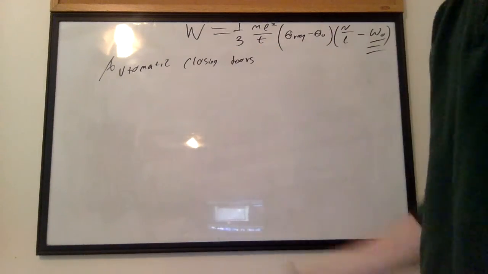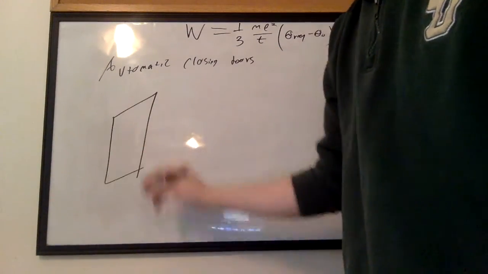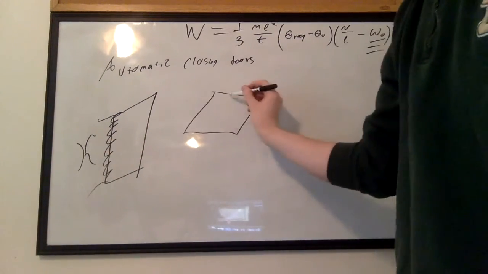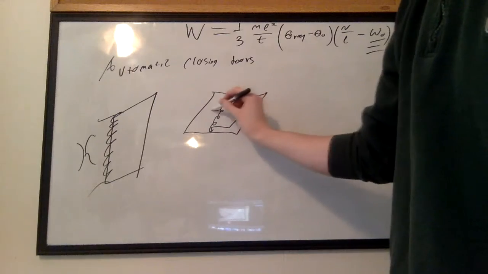Next, we're going to look at automatic door closers. The first thing we're going to consider is something that looks like a spring, which will have some torsion coefficient, very similar to something like a mousetrap.